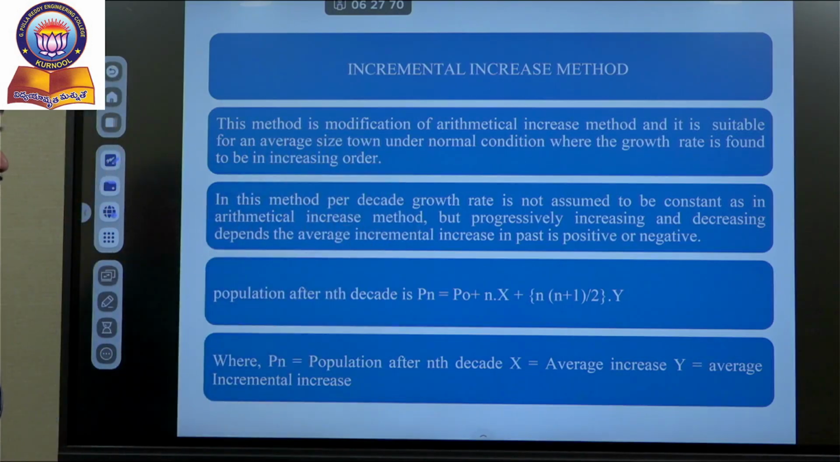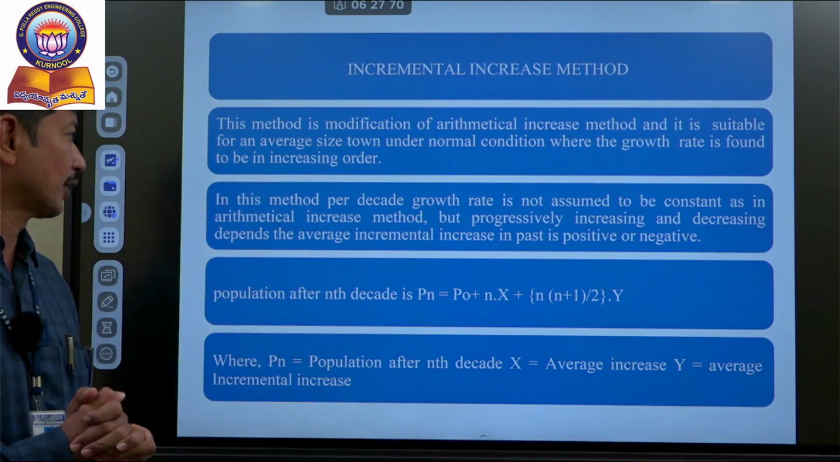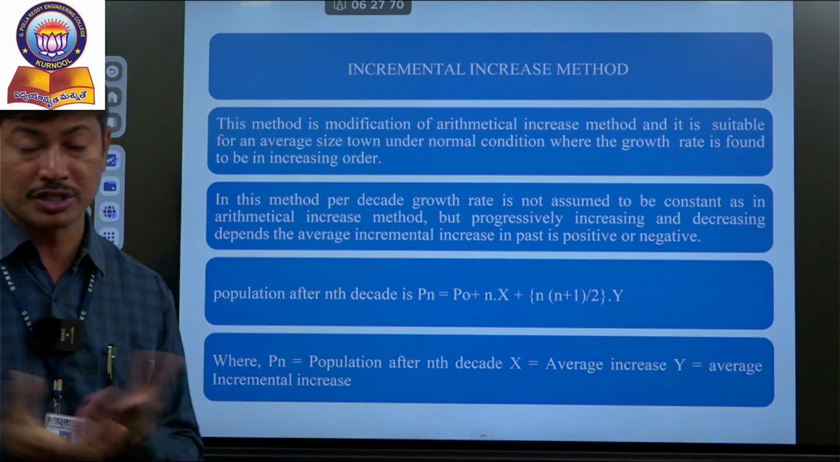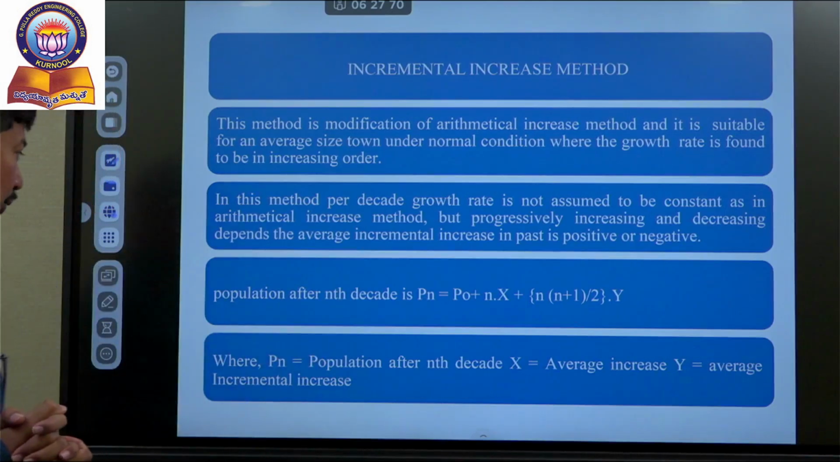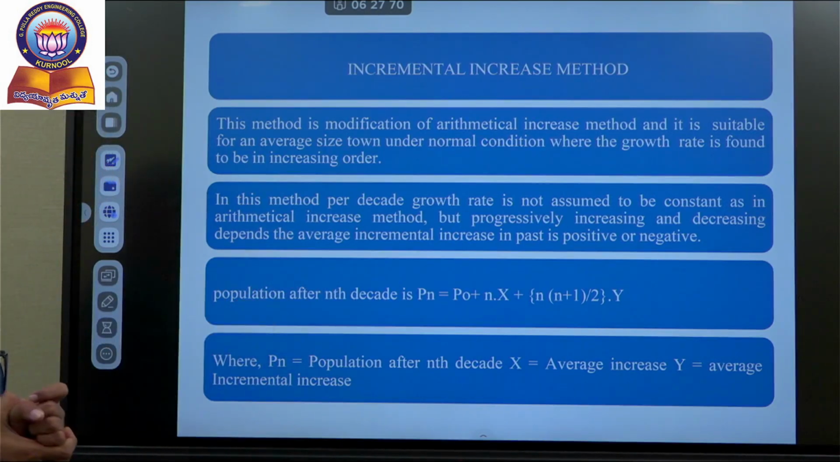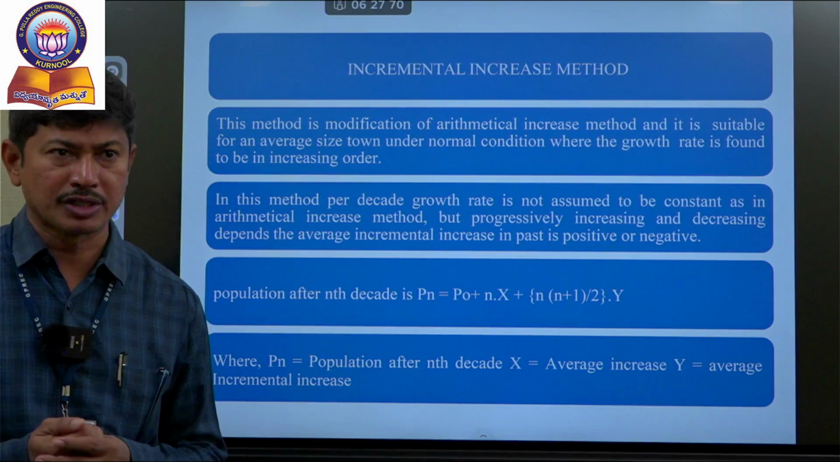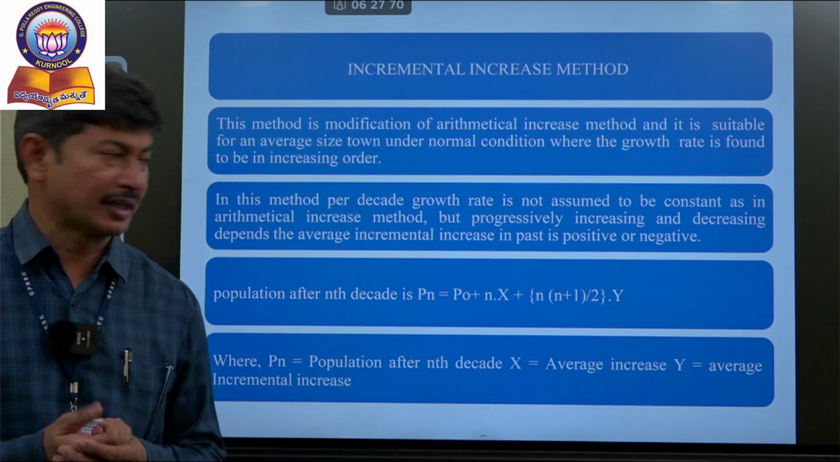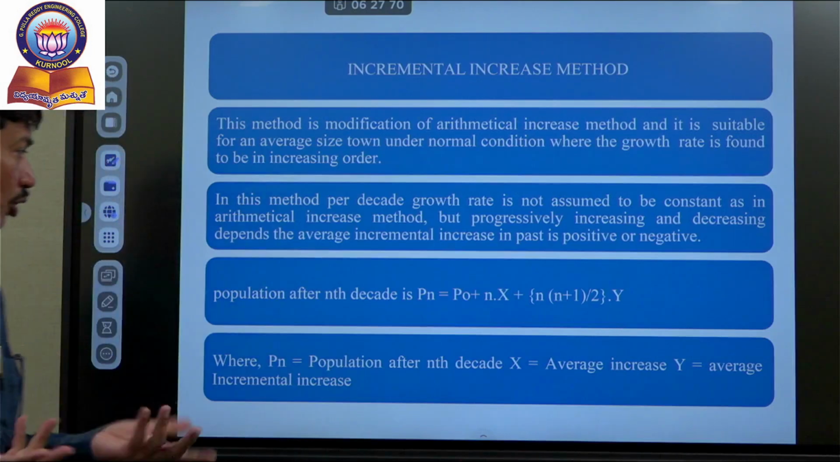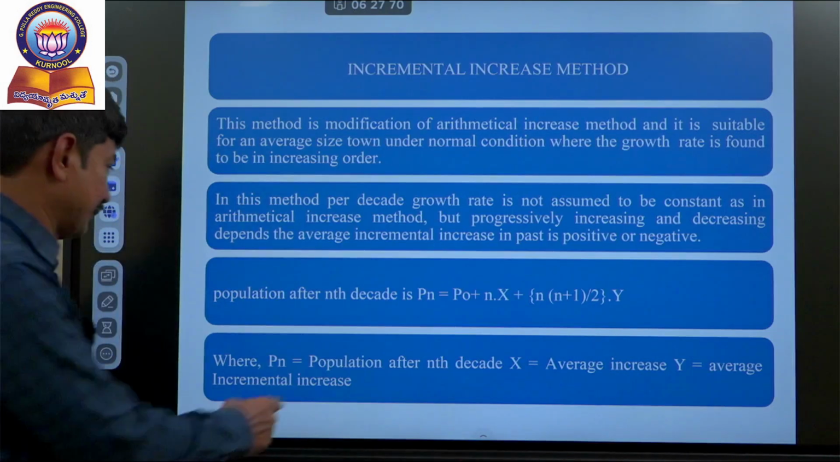Whether the future growth is increasing or decreasing depends upon whether the incremental increase in the past is positive or negative. So this is the formula: Pn is equal to P naught plus N X bar plus N into N plus 1 by 2 Y bar, where X bar is the arithmetic mean, Y bar is the incremental increase mean, N is the number of decades, and P naught is the present population, right?